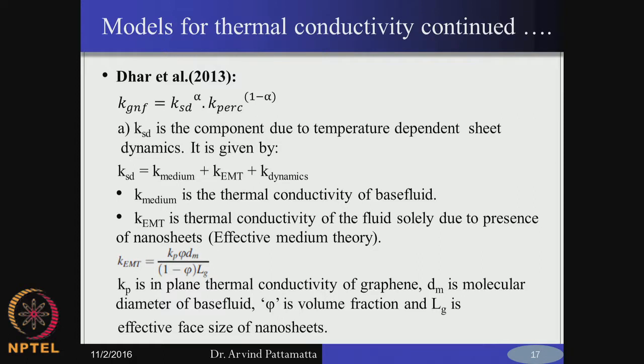So, therefore, if your phi is going towards 1, something like 0.99, then 1 minus phi will be a very small term. That multiplied by Lg will go to the value of dm. So, the denominator and numerator, dm by (1 minus phi) Lg, will be approaching unity, and therefore the value of k EMT will approach the value of Kp, for the limiting case of phi approaching 1.